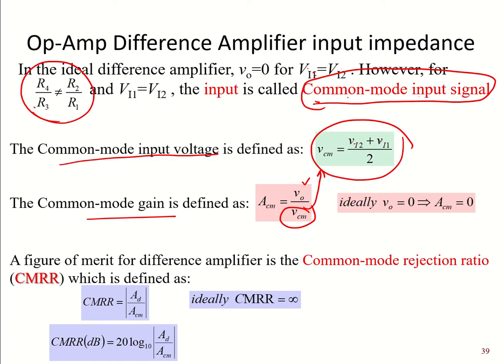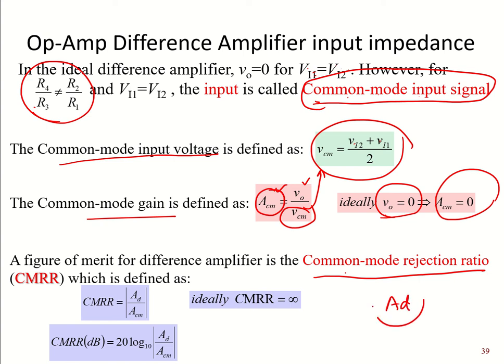If we are talking about the ideal case, when the inputs are the same, the output is 0, so the common mode gain will be 0. But in reality it could have some values. The more important figure of merit for the difference amplifier is the common mode rejection ratio. This is the common mode gain, and we learned earlier about the differential mode gain. The ratio of the differential mode gain divided by the common mode gain is called the common mode rejection ratio.